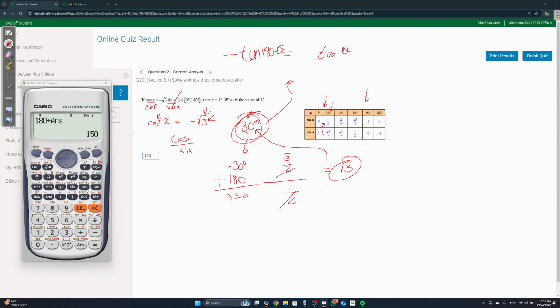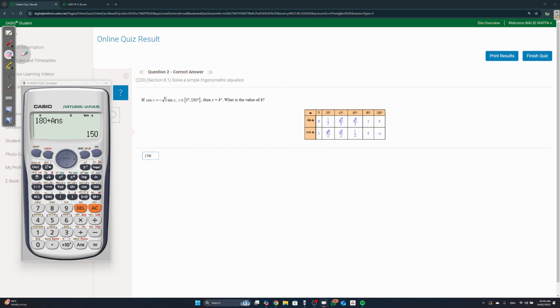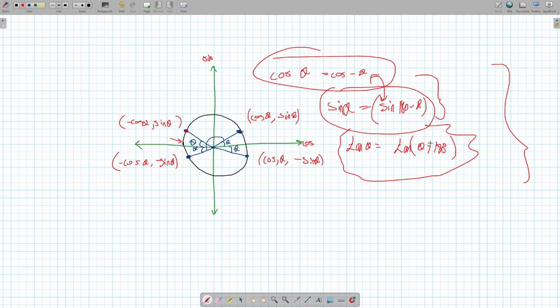So tan of 180 minus that angle equals negative tan theta. If you want to get the negative of this, you just do 180 minus the angle, so you get 150. But I don't want to confuse you. We already have too many rules. I'll do the calculator method and use this.